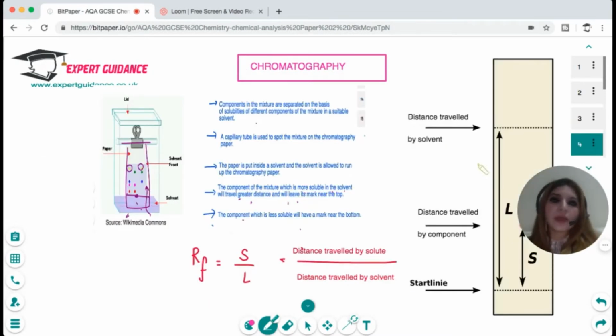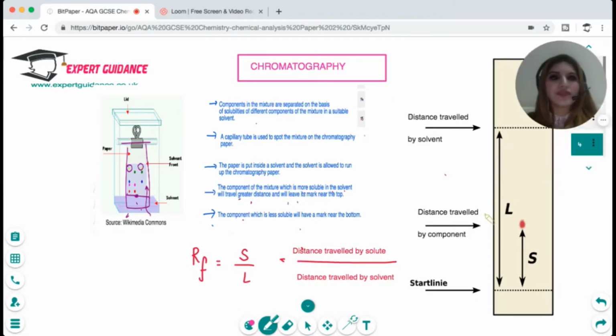Now, there's another way where you can find the different components of a substance, by chromatography, and we discussed that a little bit in paper 1. In chromatography, the components in a mixture are separated on the basis of solubilities of different components of the mixture in a suitable solvent.